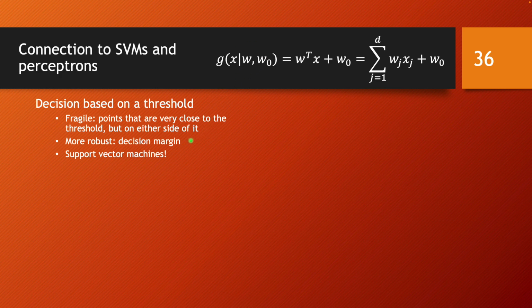And so when you start thinking about it like that, you realize that maybe you could make the model more robust by having a sort of a decision margin. So in other words, you don't want to be just over the threshold or just under the threshold, but you want to be at some distance from the threshold so that you gain some confidence in your prediction. And that very quickly leads to the idea of support vector machines.